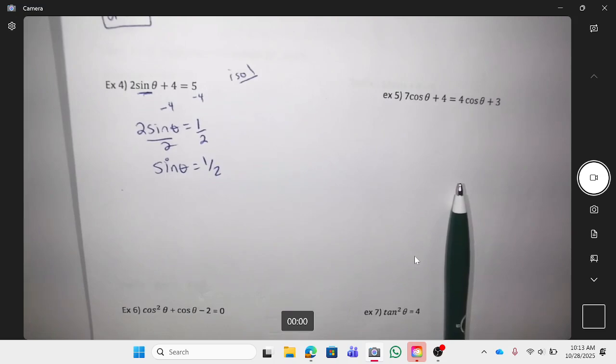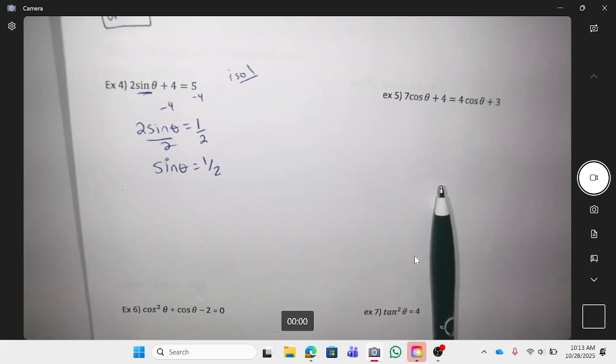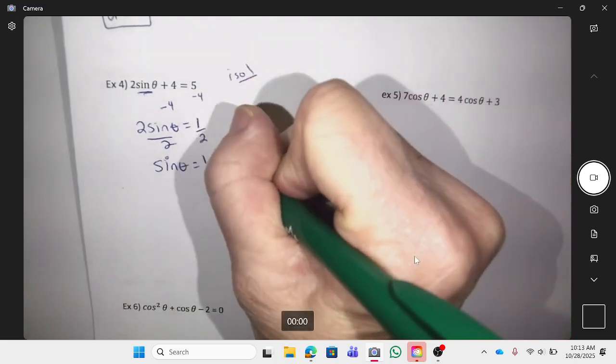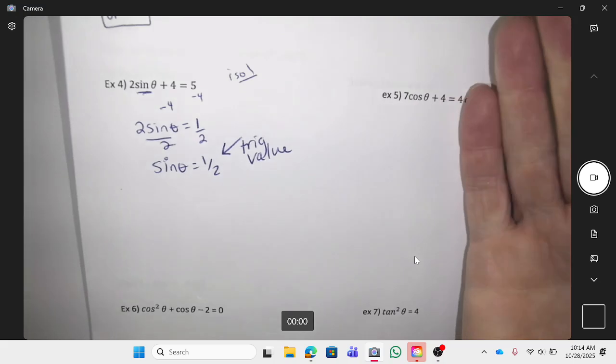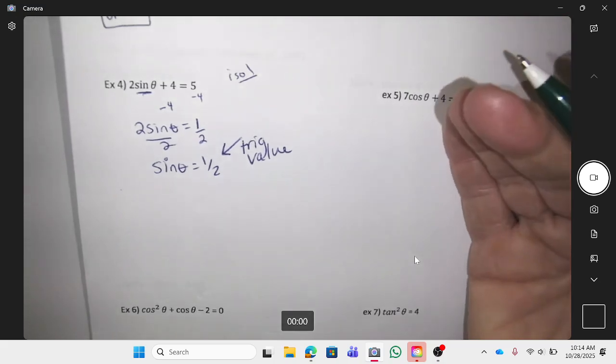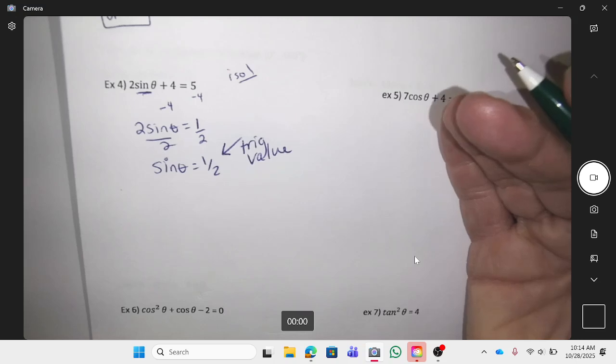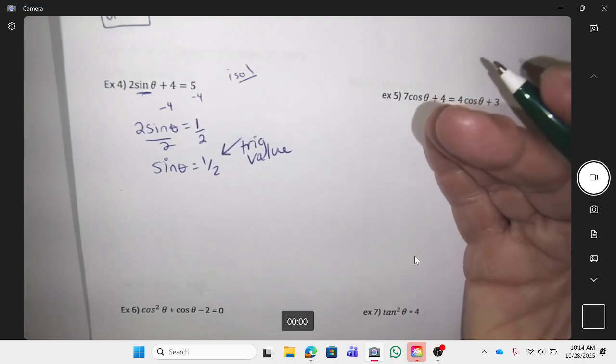Okay, if you're somebody who wants to stop there, that will give you 20%. Okay, what have I figured out? I've figured out the trig value. That's all I've figured out. Okay, that's your important first step though. Figure out the trig value with math algebra. Okay, so now we're going to talk about angle stuff.